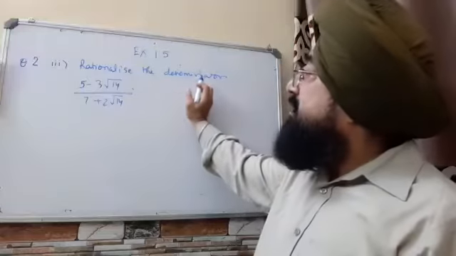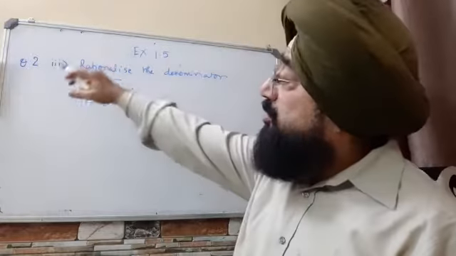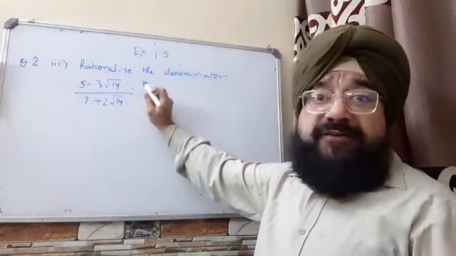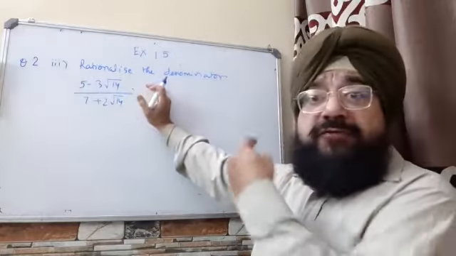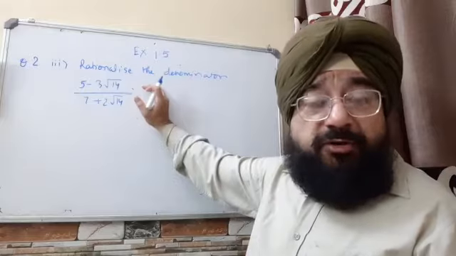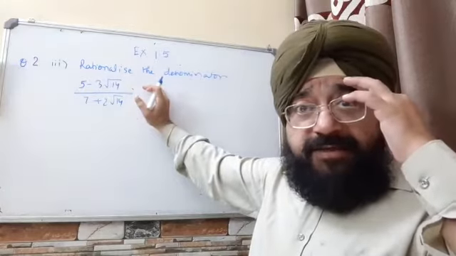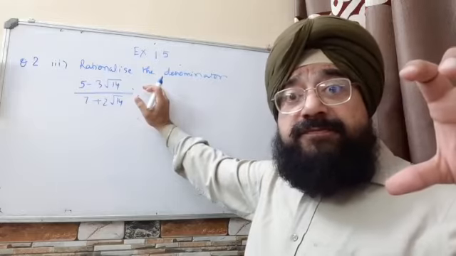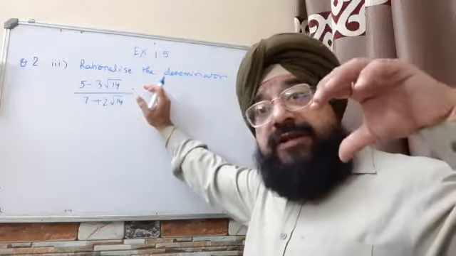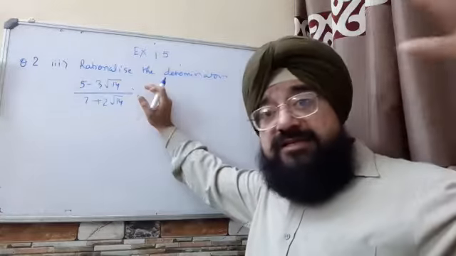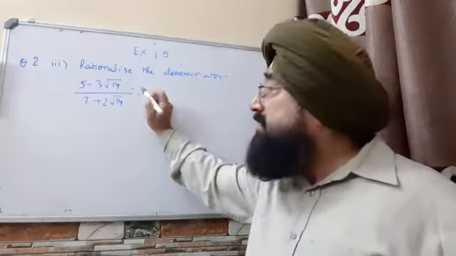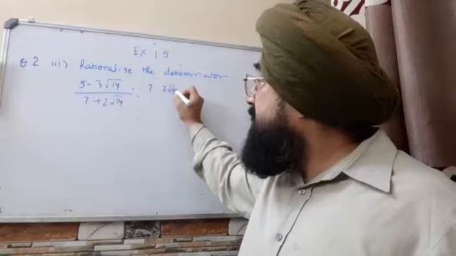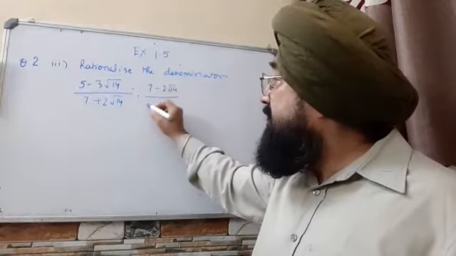We need to rationalize the denominator. This is question number 2, third part, and this kind of expression is given. If I need to do what is asked in the question, what should I think of? I should immediately be thinking of the rationalizing factor. What is the rationalizing factor? It is the denominator with a reverse sign in between, isn't it?